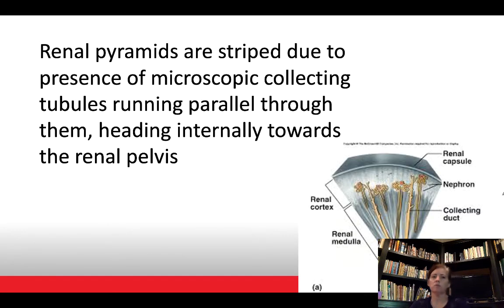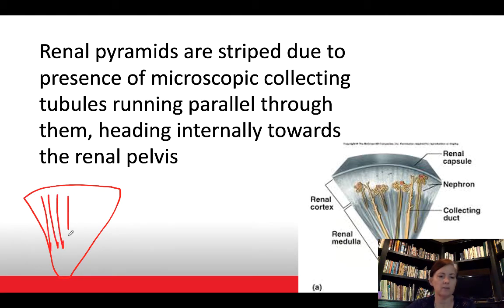Okay, if you look at the renal pyramids under a microscope, they are striped. So they are striated, and this is basically because within each of the pyramids, we've got these microscopic little tubules that run parallel. And so they're basically running in this direction, and they are conveying urine down to the apex of that pyramid so that it can be collected in the renal papilla and then the minor calyx.